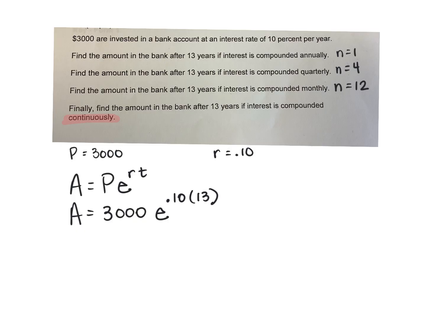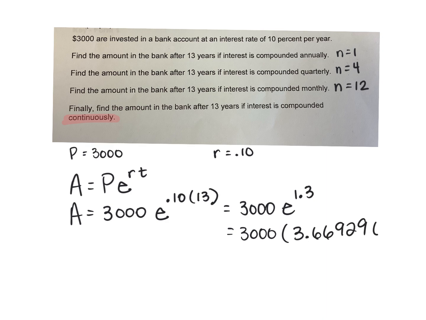Now 0.10 is positive, so it is positive because it is increasing. So this is going to be 3,000 E to the 1.3. So you take your base of E and you raise it to the 1.3 power, and you get 3,000 times the decimal 3.669296668. And when we multiply that by 3,000, then we would expect an amount of $11,007.89.